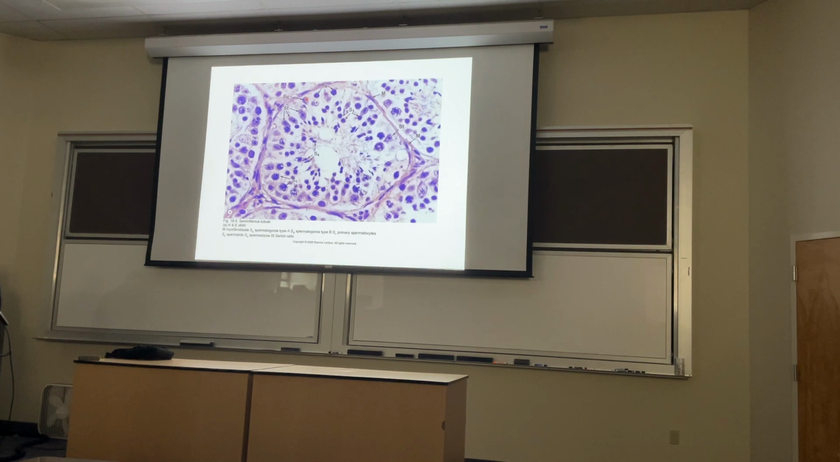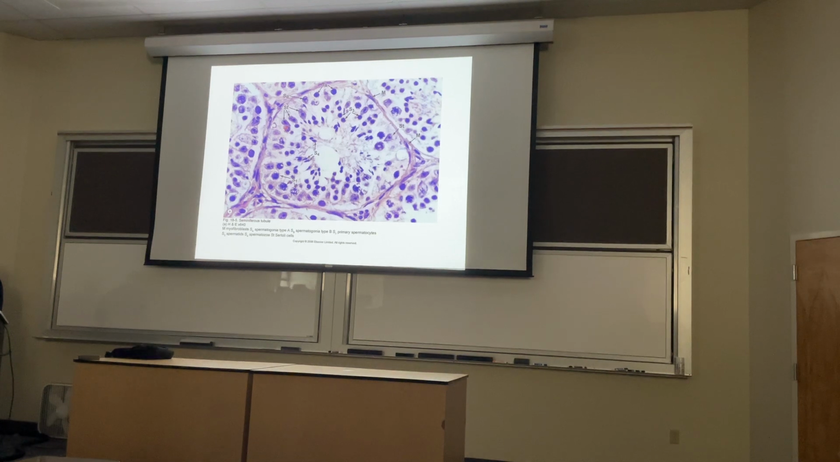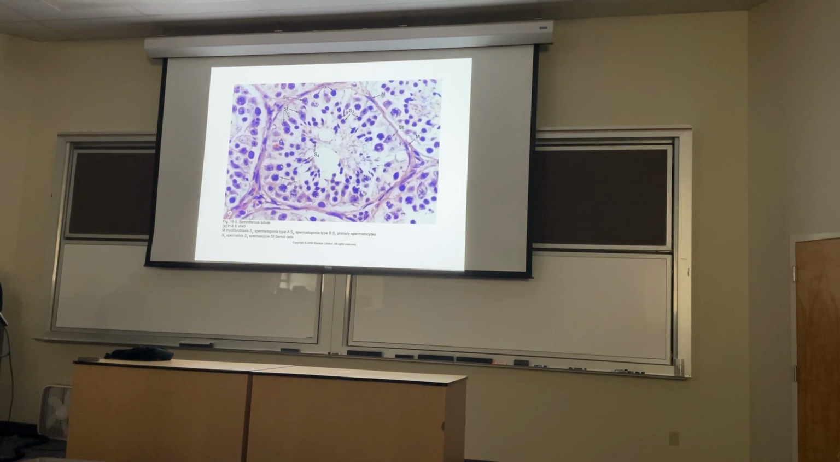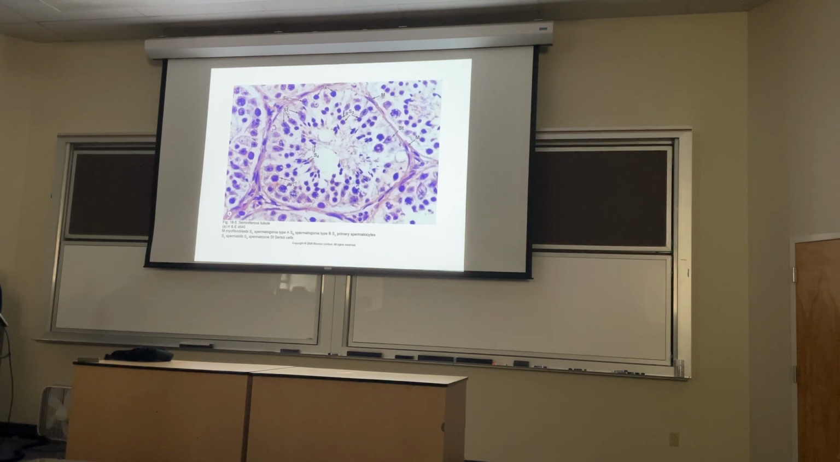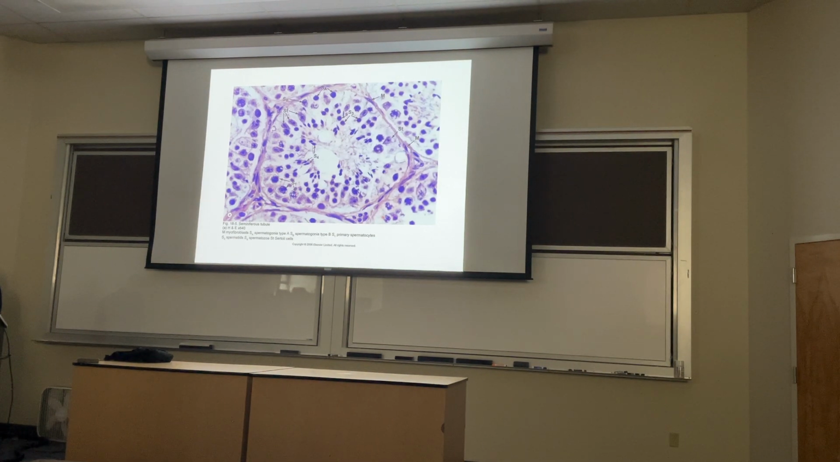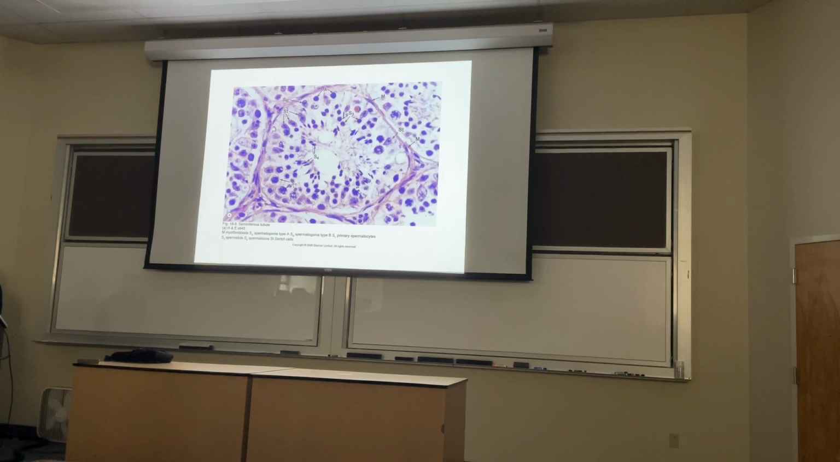Now, as we go a little deeper, when we see this stringy chromosomal-like structure in cells, such as here, and here, and here, and here, these are the primary spermatocytes. Okay?